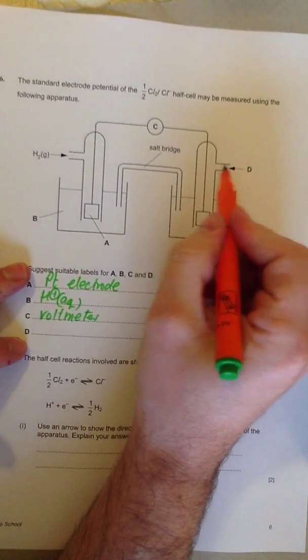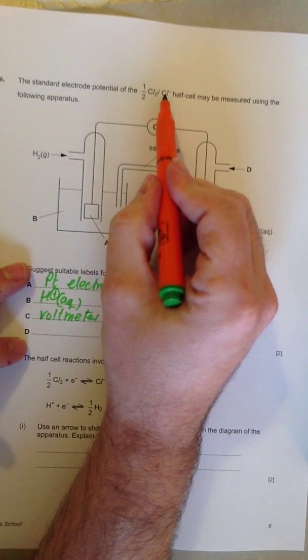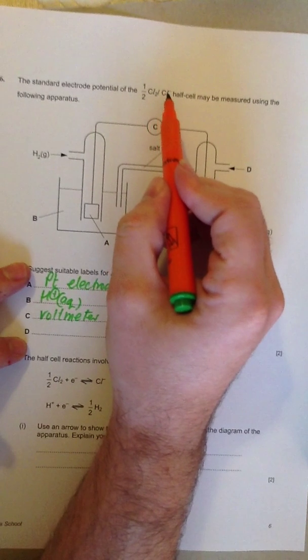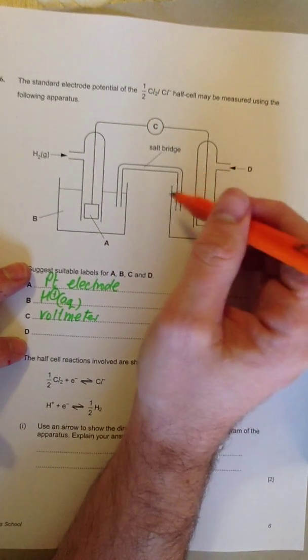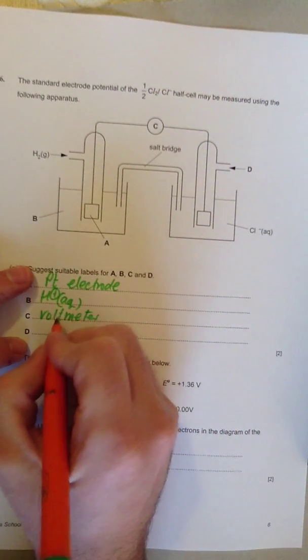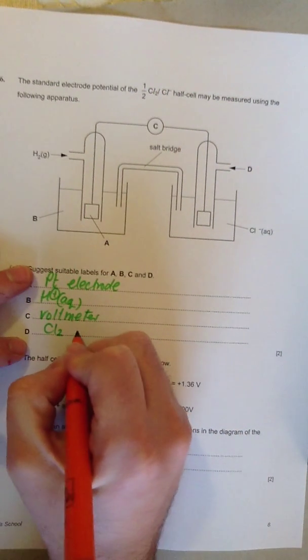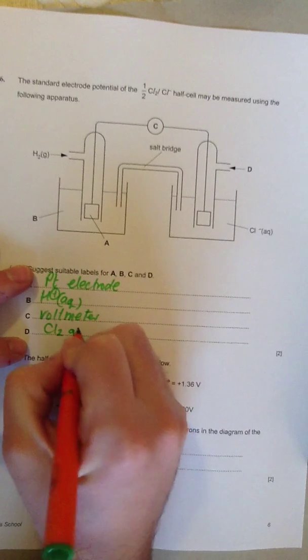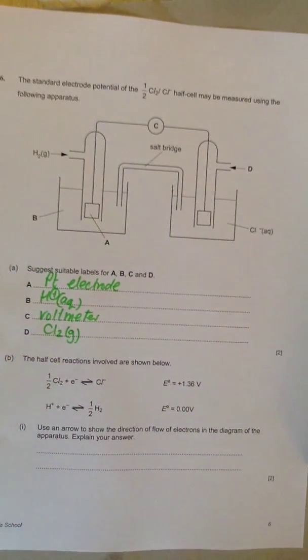And D is a gas coming in, so it's either going to be Cl- or Cl2. Cl- is an ion, it doesn't exist unless you put it in solution. So the gas coming in must be Cl2. And then we need to make sure that we know that it's a gas, so we put (g).